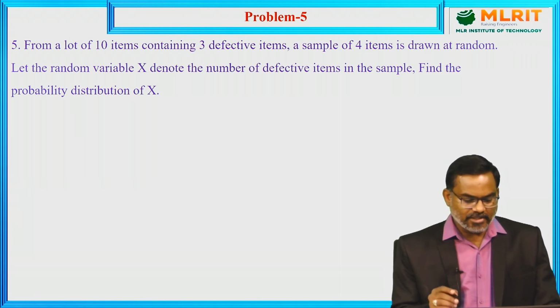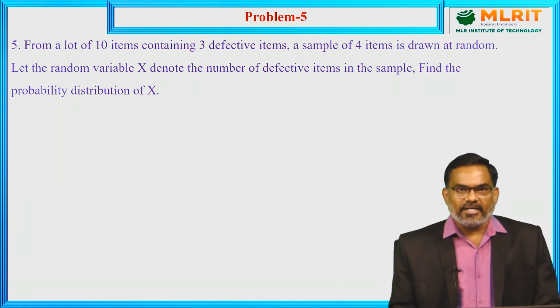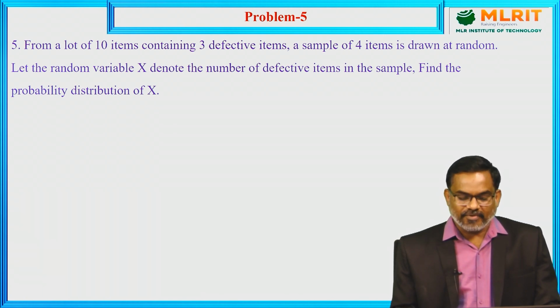Now coming to the present problem: from a lot of 10 items containing 3 defective items, a sample of 4 items is drawn at random. Let the random variable X denote the number of defective items in the sample. Find the probability distribution of capital X.